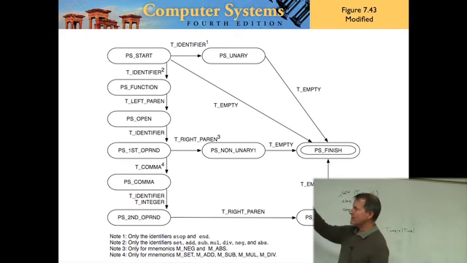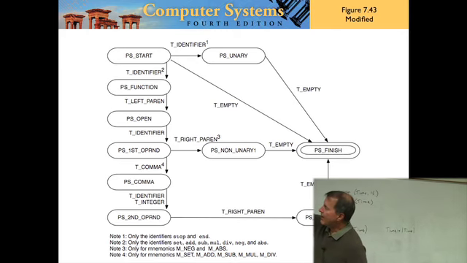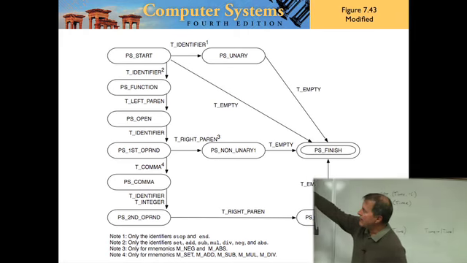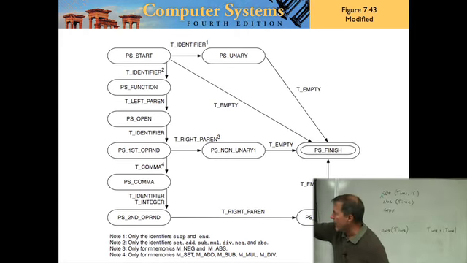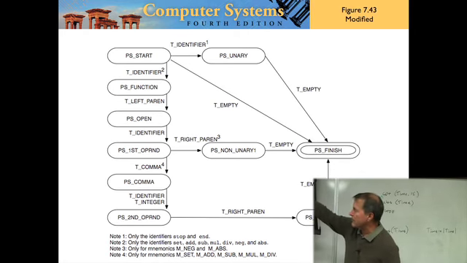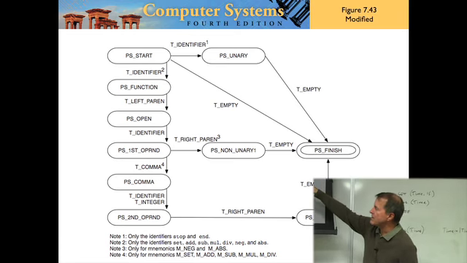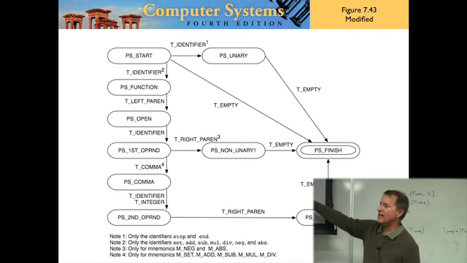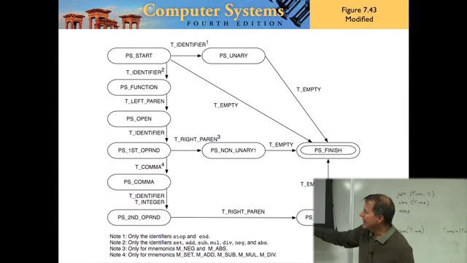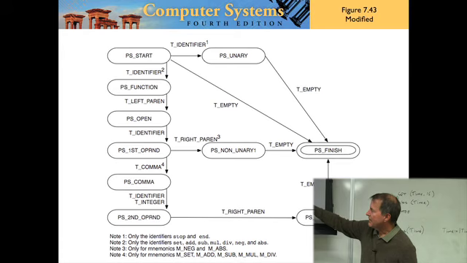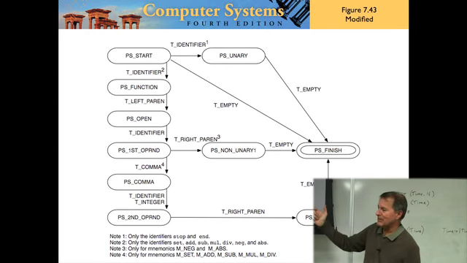Okay, so let's work on through. After it gets identified as either add, sub, mul, div, neg, or abs, are you with me? After it does that, it's in this state called PS function. And what does it expect next? It has to have a left paren. And then what does it expect? It has to have an identifier. Notice it can't have a number, because it has to be an identifier. Unary, single operand. And then, once it gets that identifier, it assumes that's an argument.